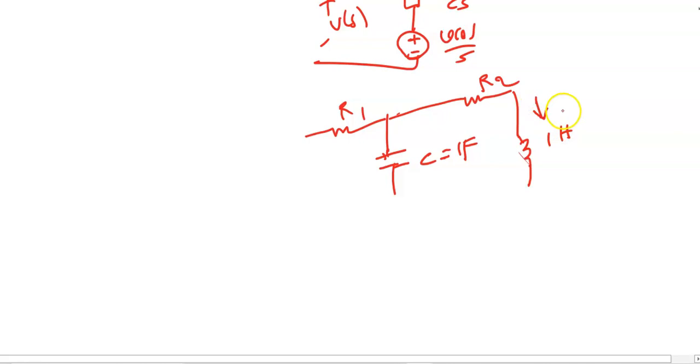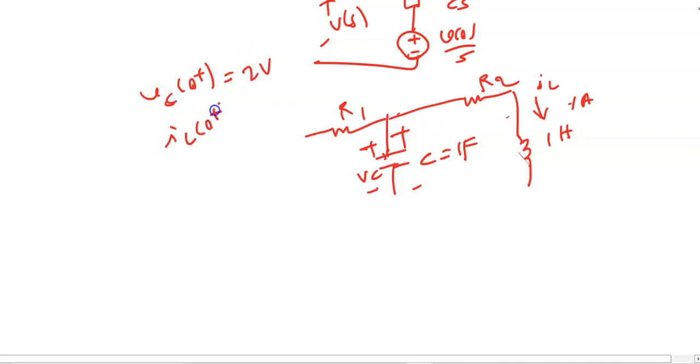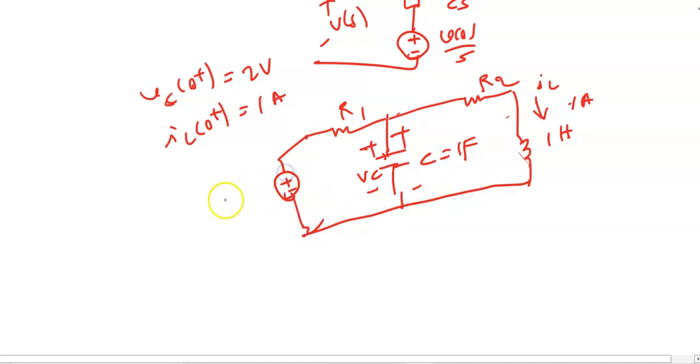Initial current has been given as, let's say, 1 ampere, and initial voltage across the capacitor, so I'll write like this. This is your Vc, this is your IL. So initial voltage Vc(0+) is equal to, let's say, 2 volt, IL(0+) is equal to 1 ampere, and altogether we have a step voltage here. Let's say it is 1 volt, right?